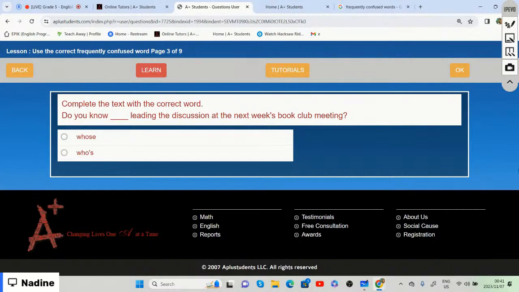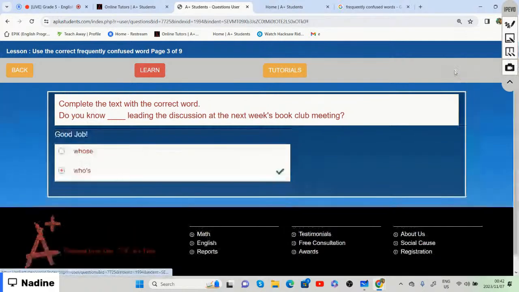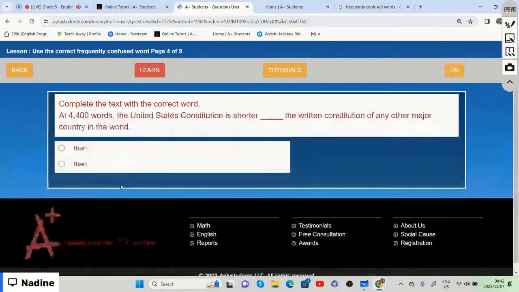All right, let's choose the second one, right? So do you know who's leading the discussion at the next book club meeting? So the second one, because they're asking who is, it's like asking who is leading the next meeting. So well done to all of you who selected the correct word. Well done.